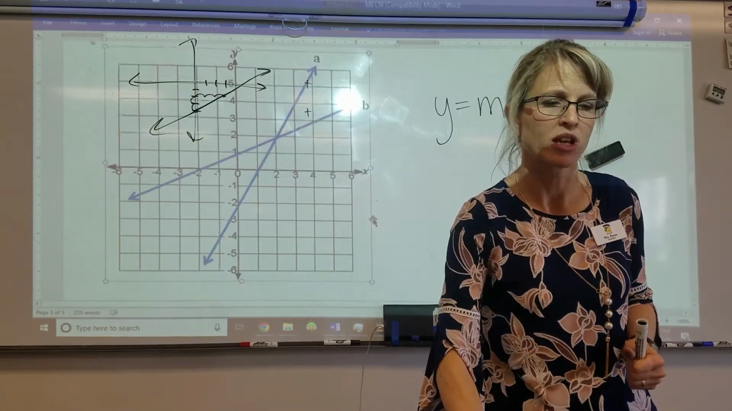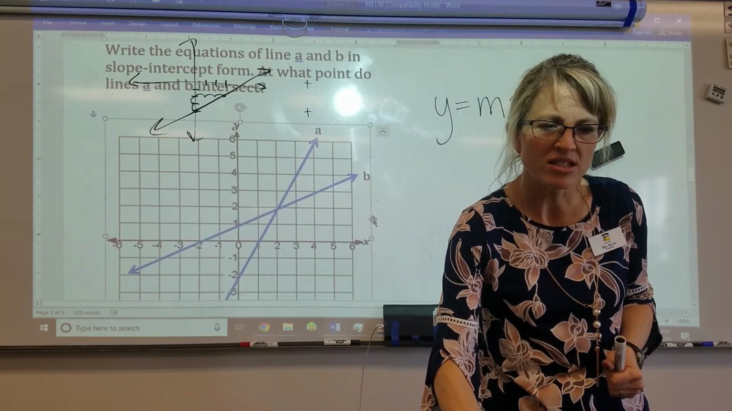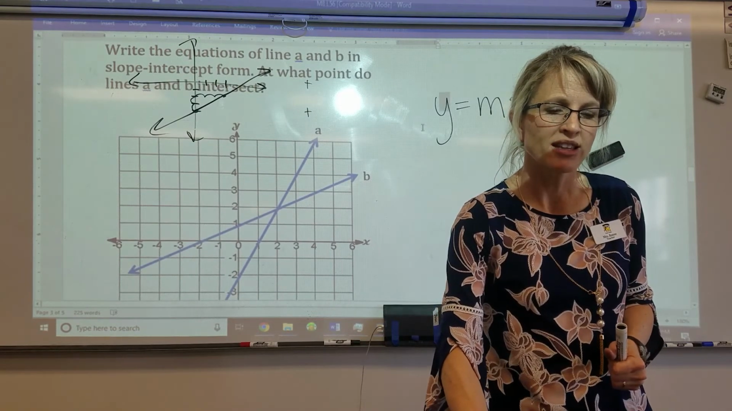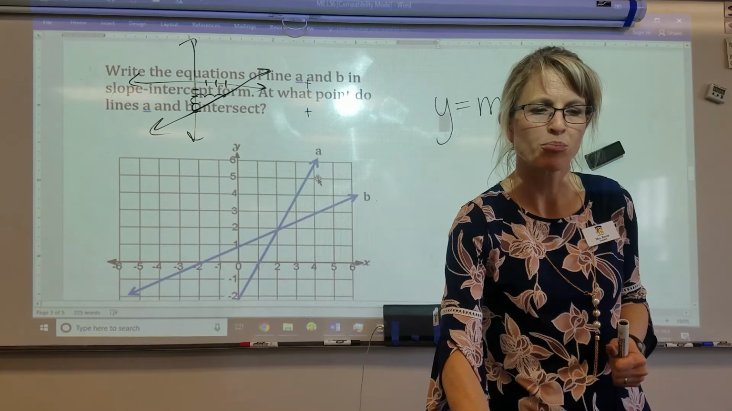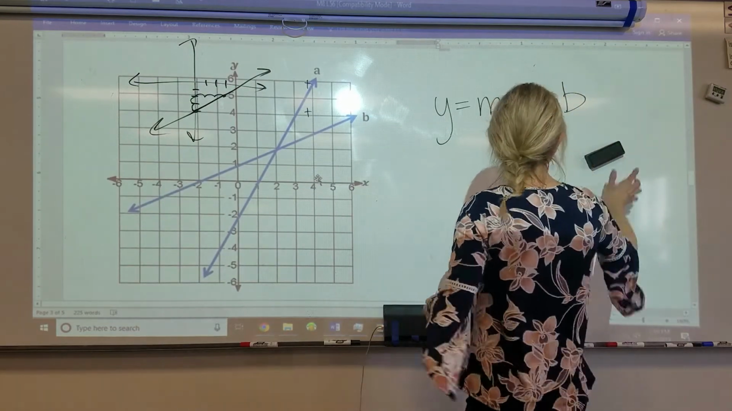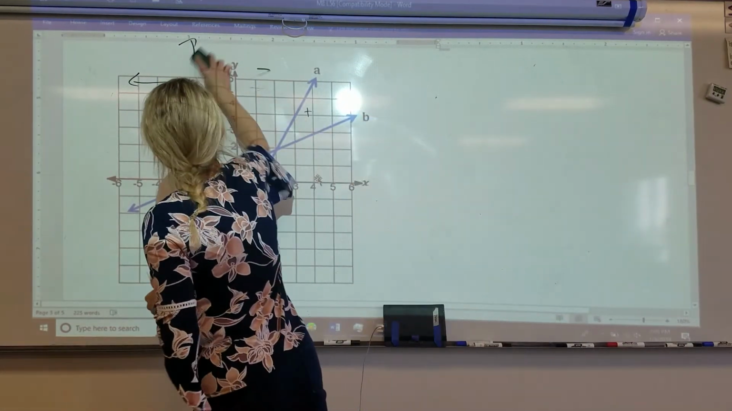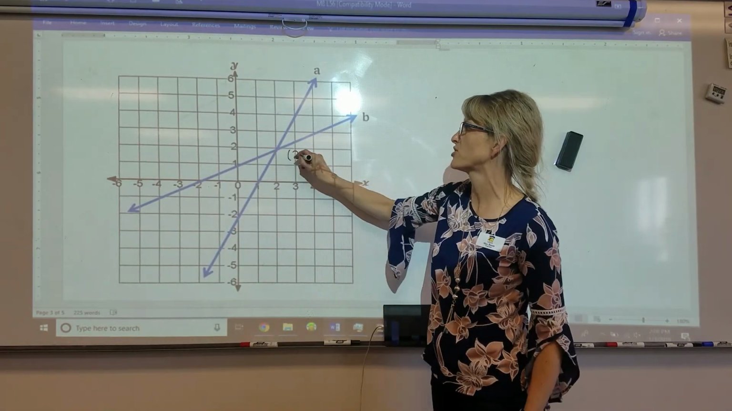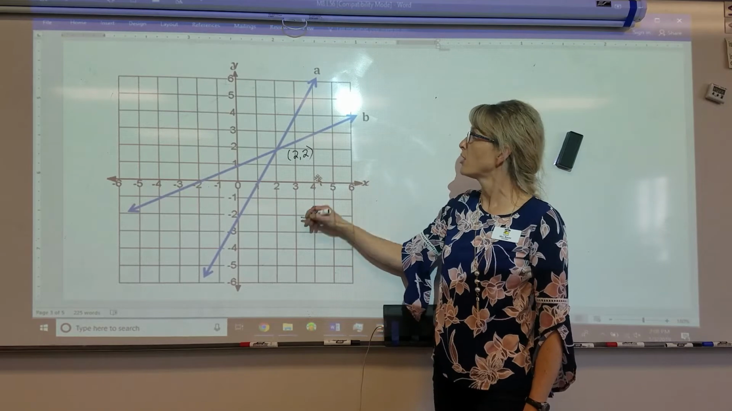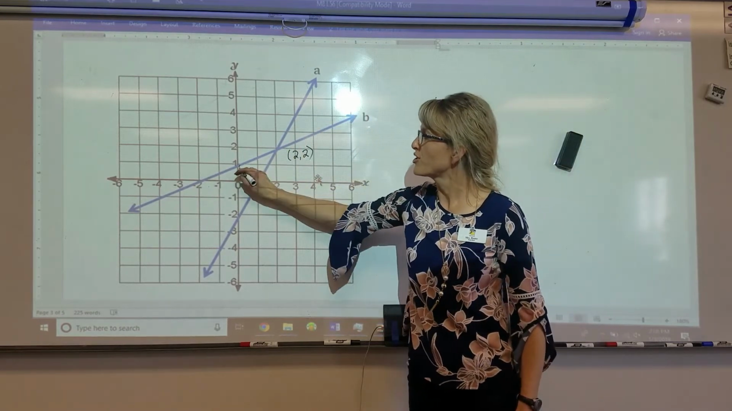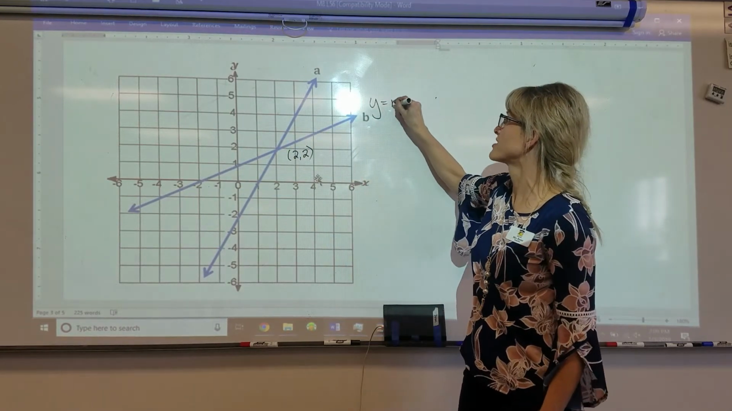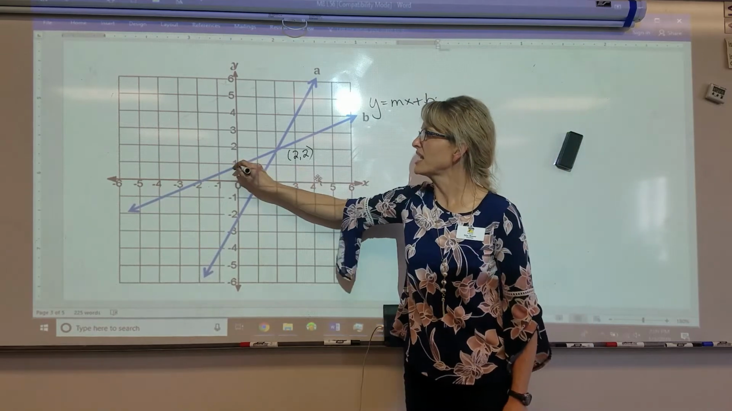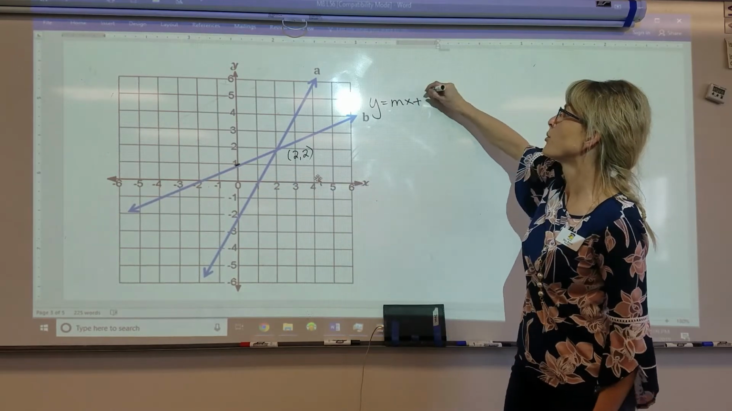Okay? Good question. All right, write the equations of line A and B in slope-intercept form. At what point do lines A and B intersect? So quickly, okay, they intersect here. The coordinate is 2, 2. What's the equation for B? Well, I'm going to do this super fast. B is 1.